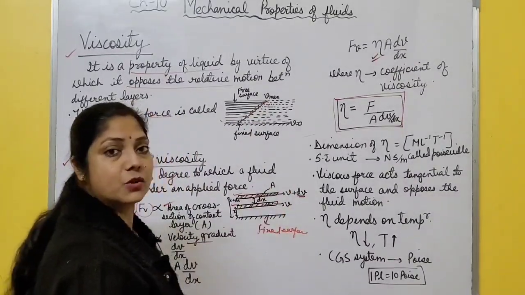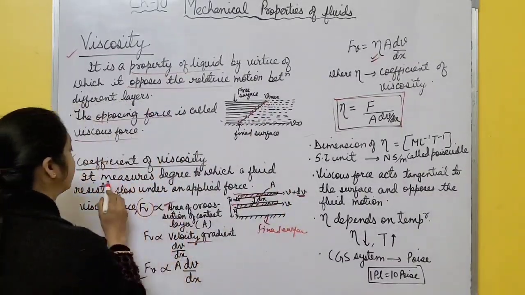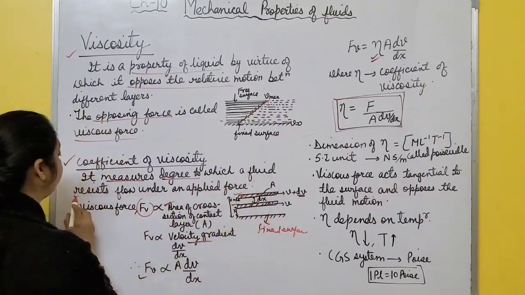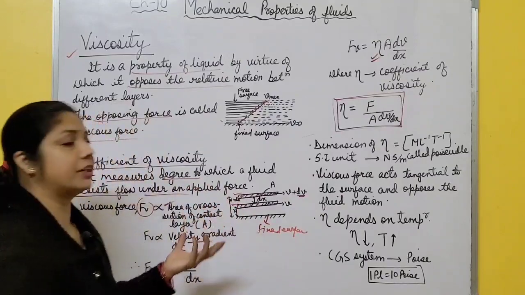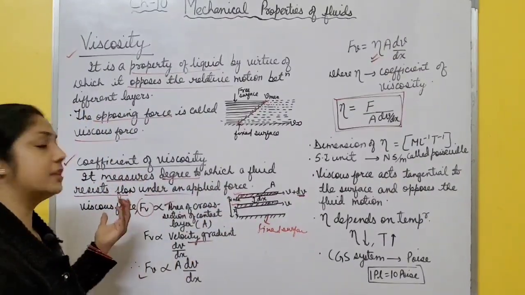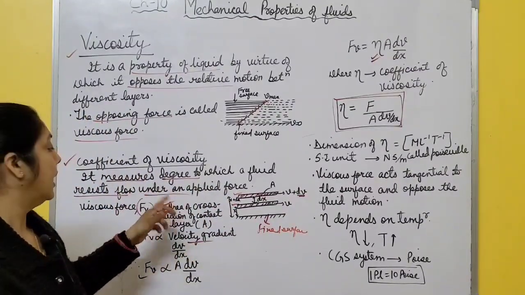What does the coefficient of viscosity measure? It measures the degree to which a fluid resists flow under an applied force. Up to how much degree does the fluid try to resist the motion, right? To flow under this applied force.